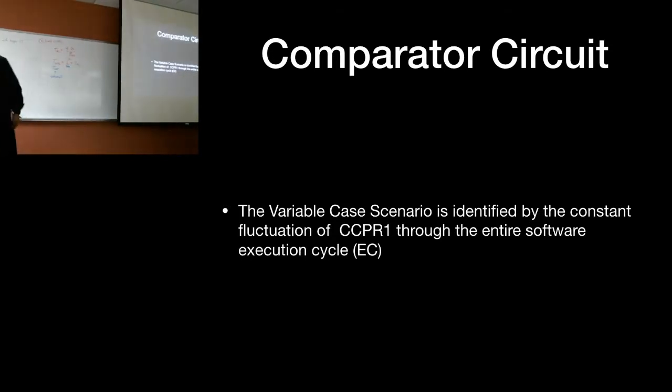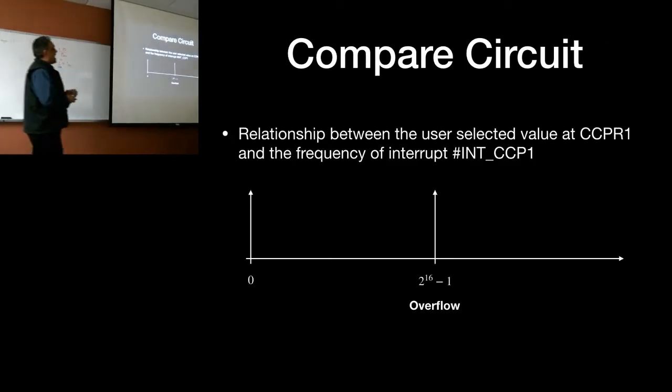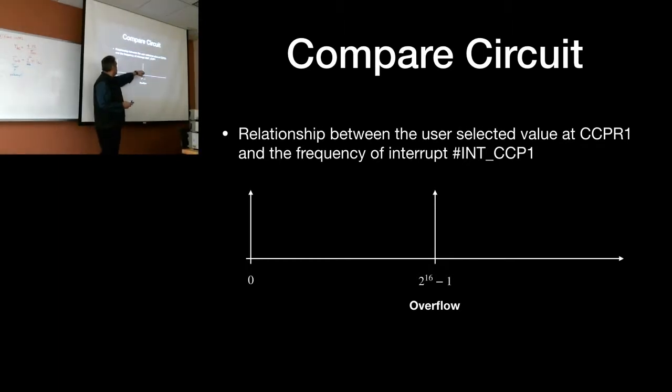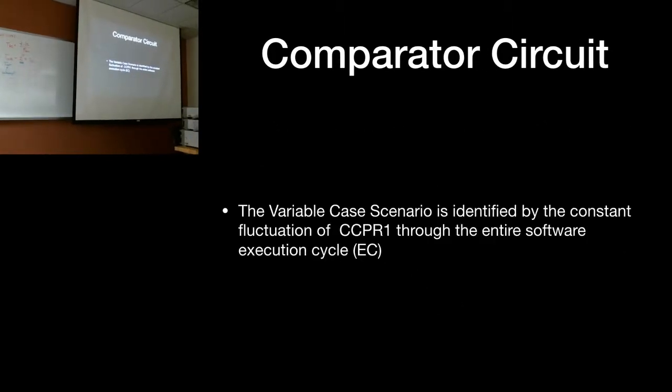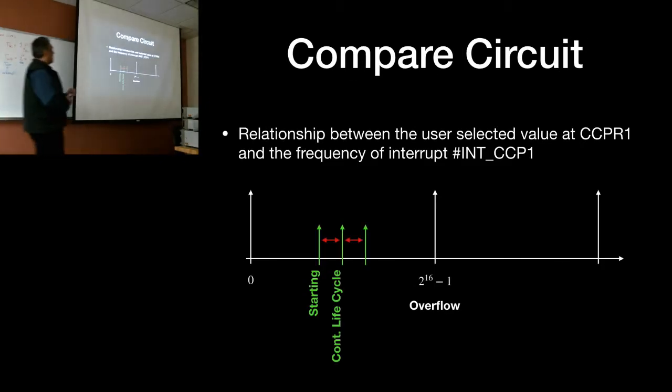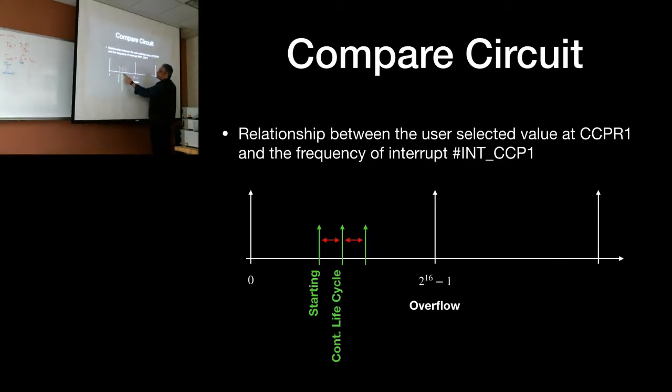The variable case scenario begins very much the same way. We have timer 1 operating on its own. We have your overflow events. But this time what we have is events that are in very close proximity with each other. Instead of having a fixed value, every time one value triggers, we change the value of CCPR to gain a smaller gap between those green events, those CCP events, right? How do we do that?